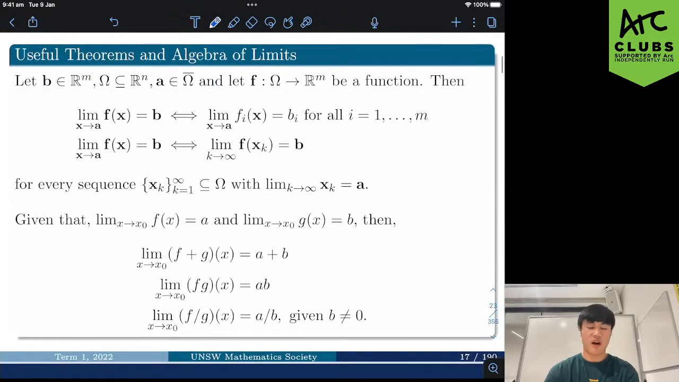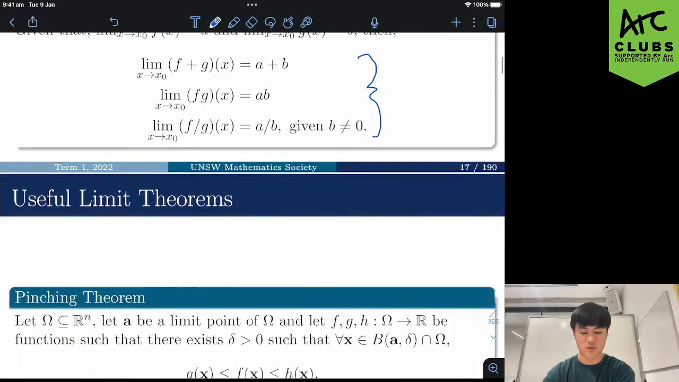The next part is the part that I said should be quite common knowledge by now, and it's something that you would have seen in high school maths. It's essentially that the limit of a sum is the sum of the limits, a plus b, same as for multiplying and same as for dividing. I'm just going to skim through that. Hopefully you guys are comfortable with that.